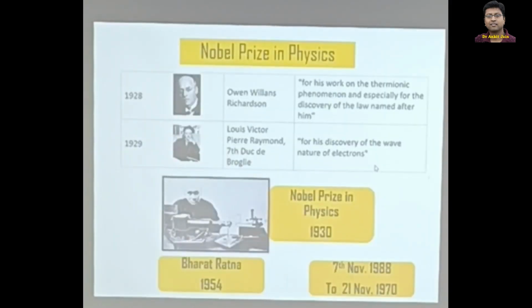So finally, he thought in 1928 he will win a prize, but he did not win. In 1928, Owen Richardson won. In 1929, he won.